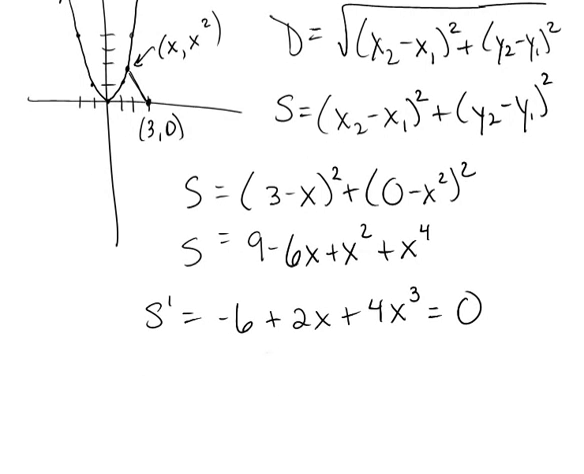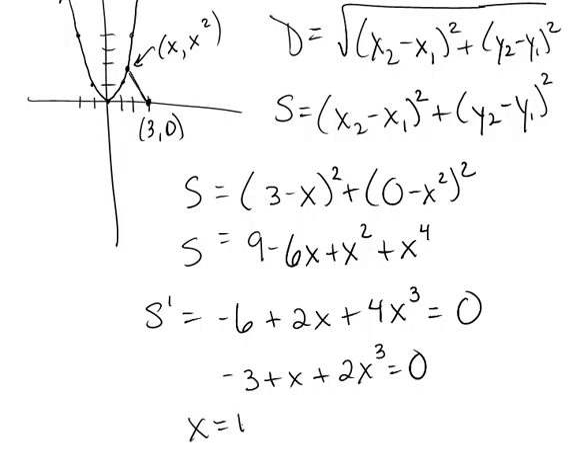And we want to find the critical numbers for that, so we want to set it equal to 0. So you can divide this whole thing by 2 without losing any information. And so that would be negative 3 plus x plus 2x cubed is equal to 0. It's the same thing, just dividing everything by 2 will simplify things a little bit. Now, if you're having a good day and you just stare at it, you'll probably see that the solution to this is x equals 1.